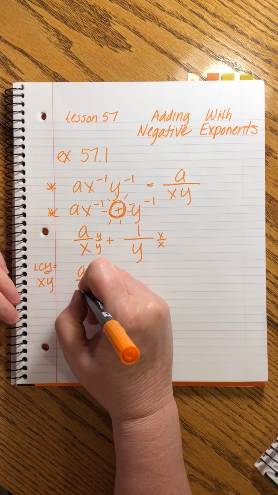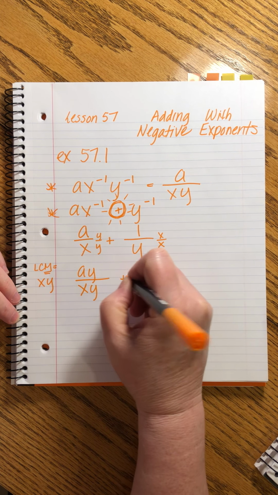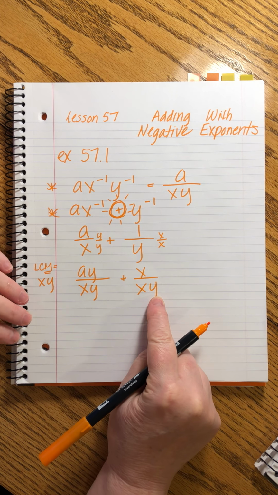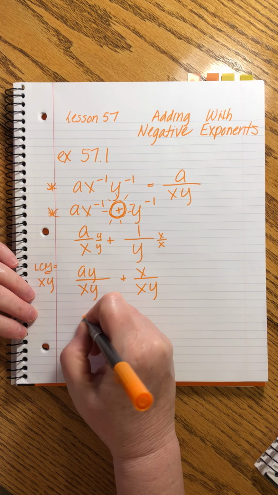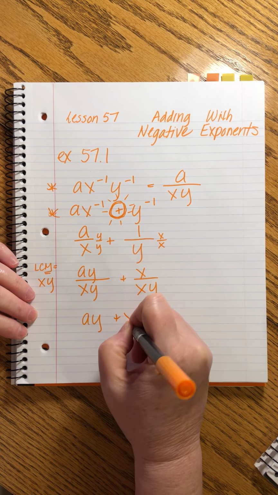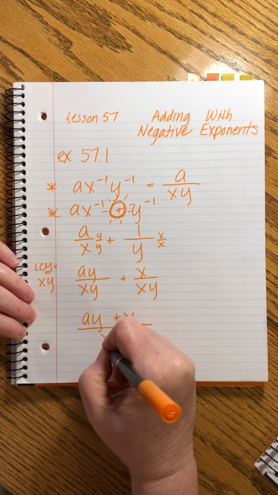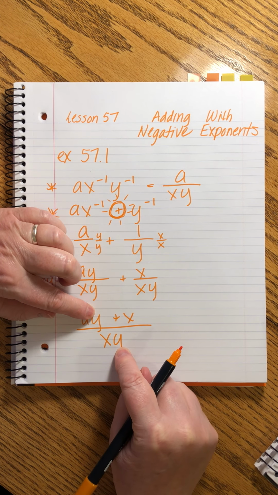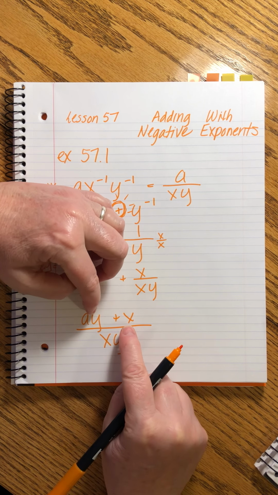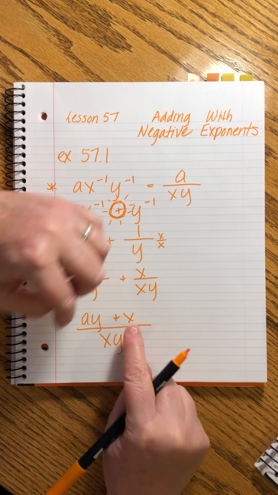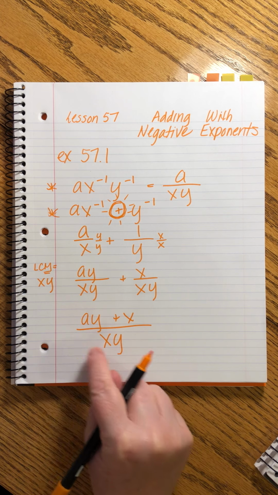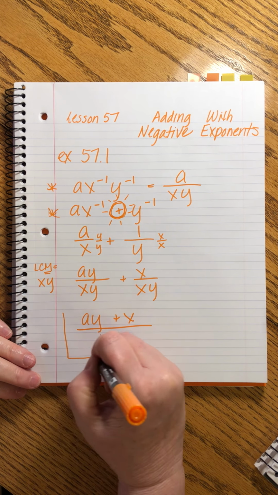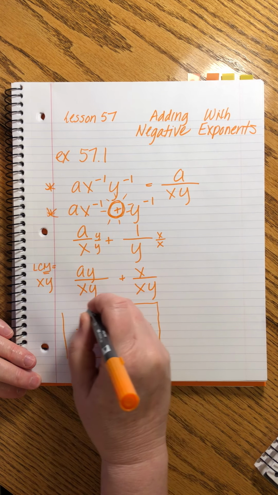ay over xy plus x over xy. Oh, look, now they match. So we can mush them, and we get ay plus x over xy. We cannot do any canceling. There's a y above and below, and there's an x above and below, but they are being added. If we could factor one of them out, we could potentially cancel, but we can't factor anything out. So this is our final answer.